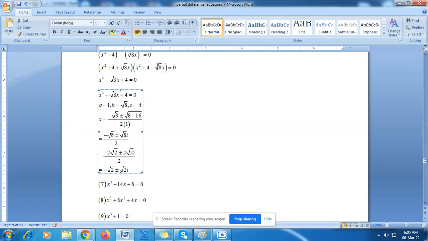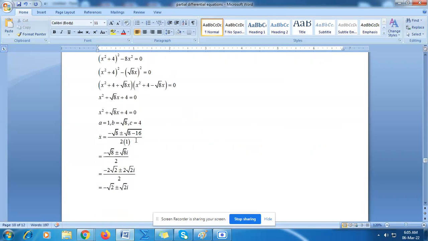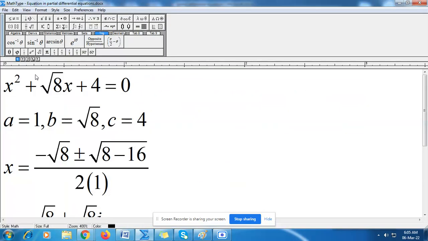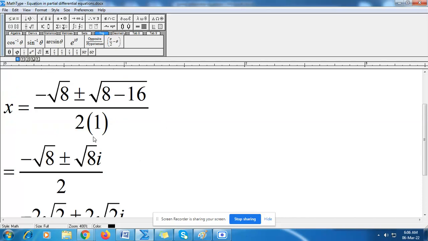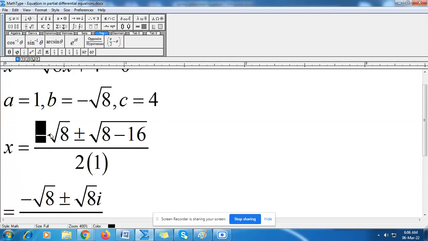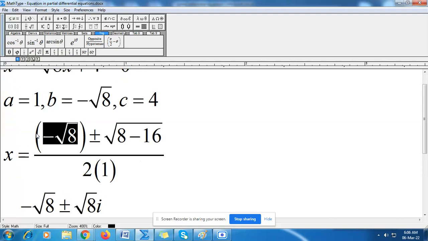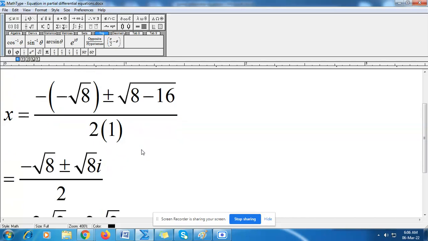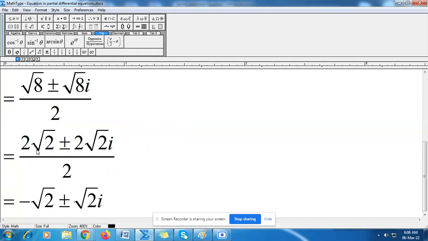And also solve another one, that is x square minus root 8x plus 4. So here a is 1, b is minus root 8, c is 4. So the formula is the same, but here b is minus root 8 and the remaining is the same. It is minus or minus plus, both are the same.